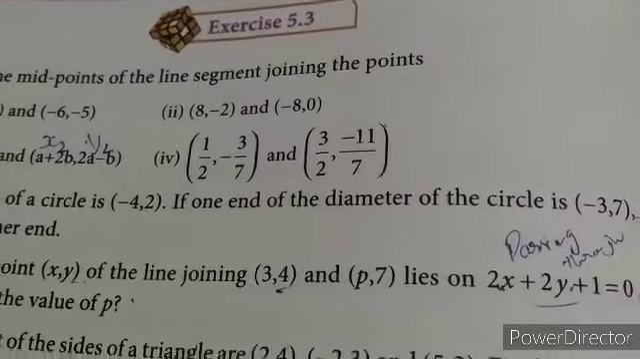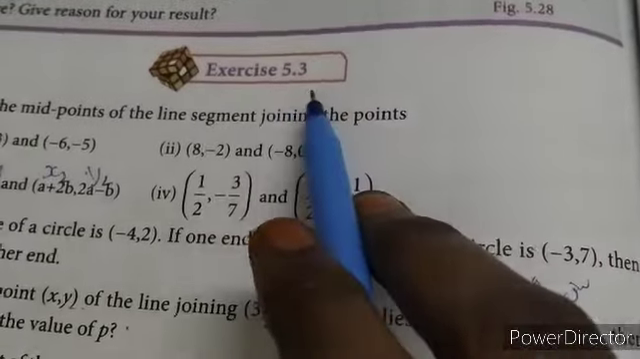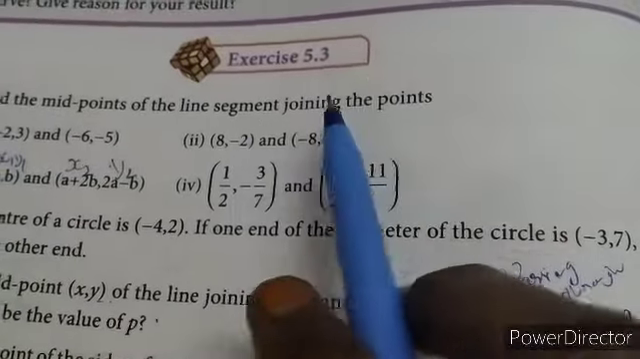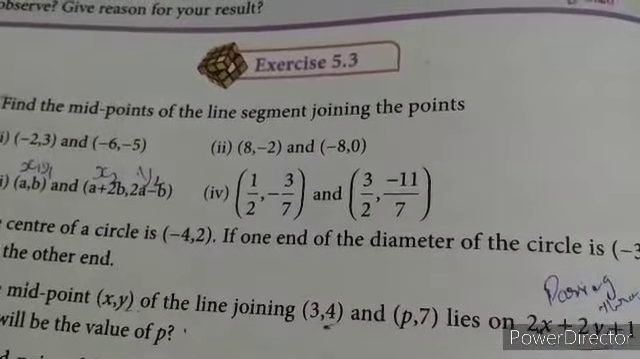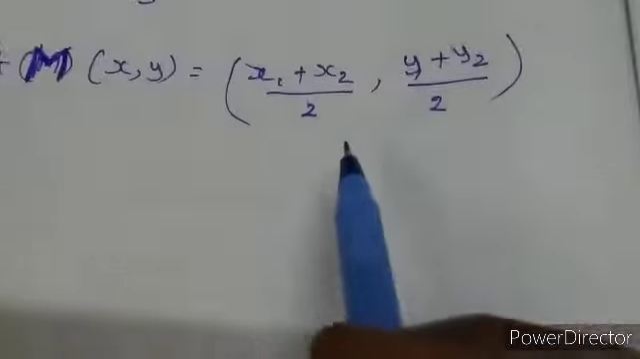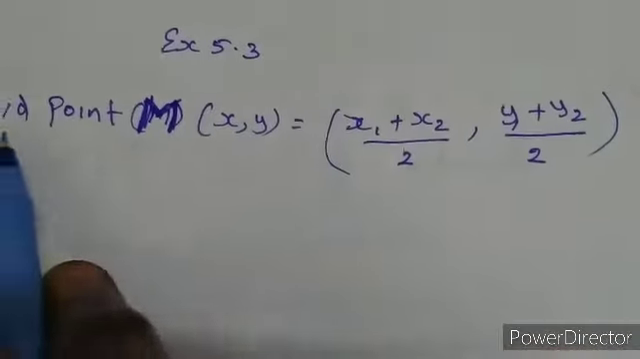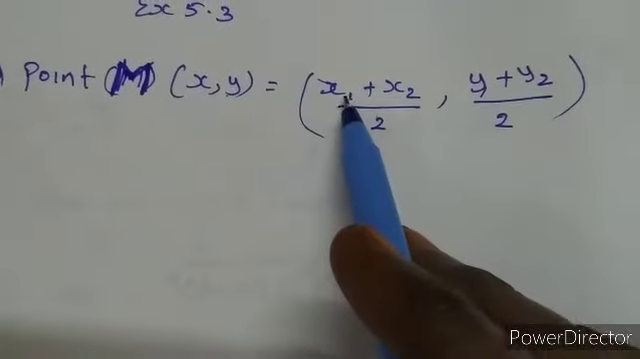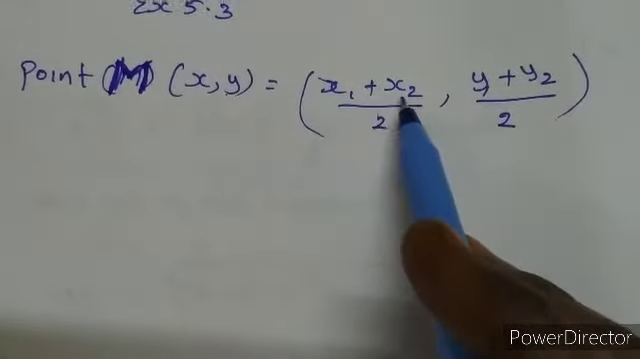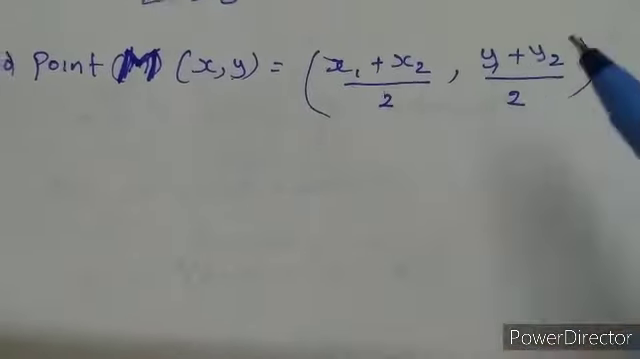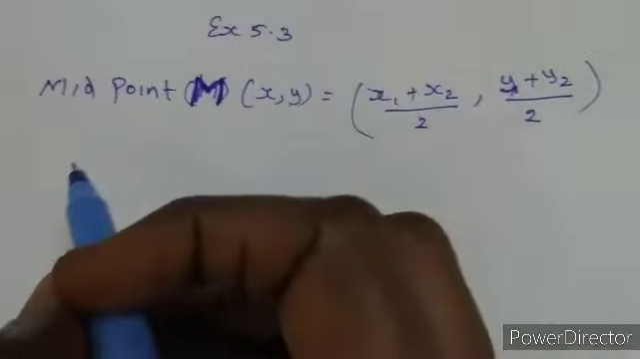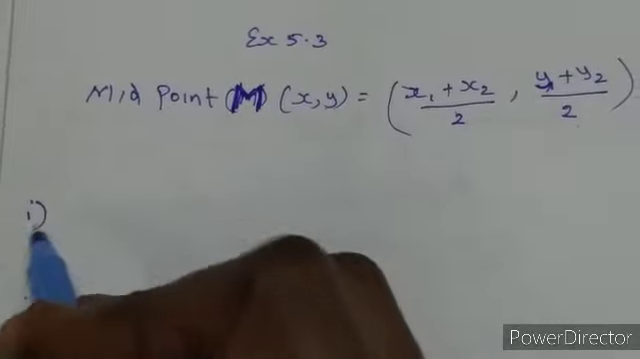Dear students, in exercise 5.3, we are going to find the midpoint of the line segment joining the points by using the formula: midpoint M, that is the point (x, y), is x1 plus x2 by 2 and y1 plus y2 by 2. Now, question number 1, first subdivision.